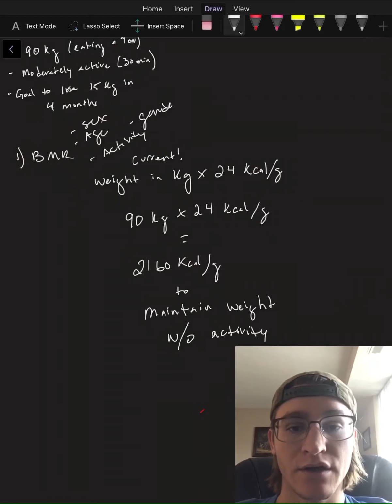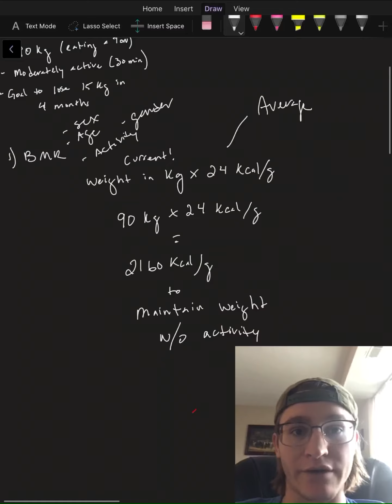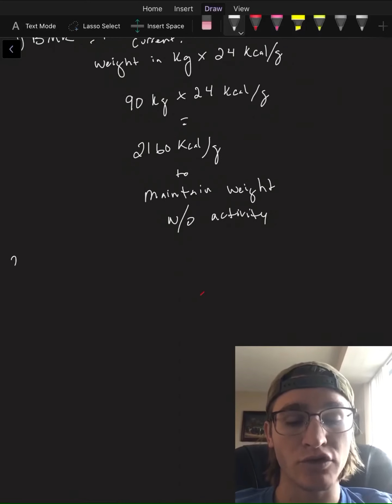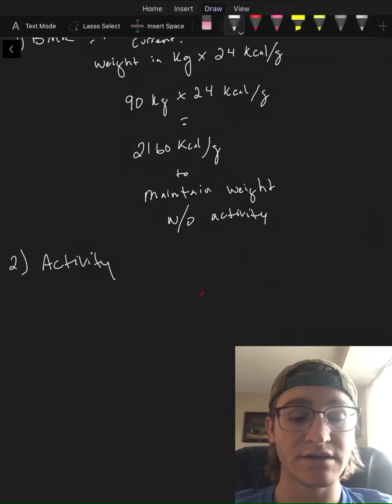And our base metabolic rate, this is an average, but it changes depending on your age, your activity level, your sex, your gender. It matters on a lot of different things, so it varies between individuals, but overall, you can get an approximate answer by multiplying your weight in kilograms by 24. So let's consider activity levels.